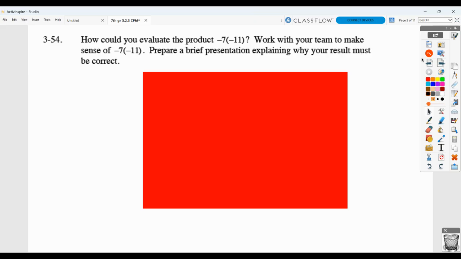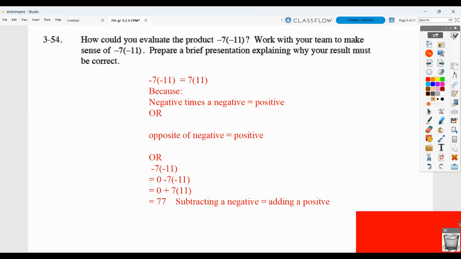Here they want you to think about negative 7 times negative 11. Why is that going to end up becoming a positive answer? Now, you do not have to copy these down, but there's more than one reason why that's the case. One reason is we have a rule in math that a negative times a negative equals a positive. So, negative 7 times negative 11 would equal positive 77.